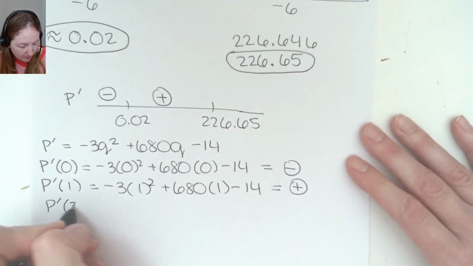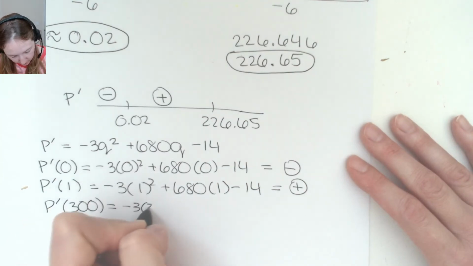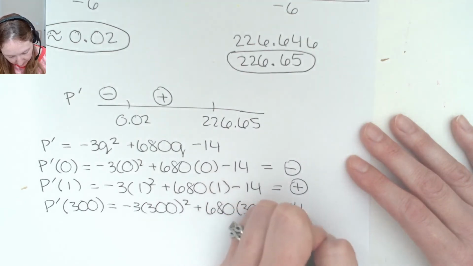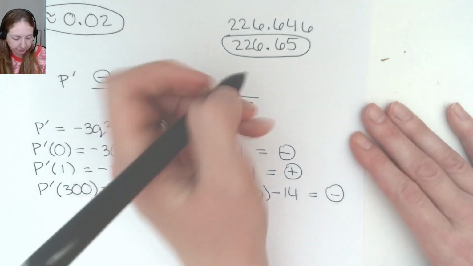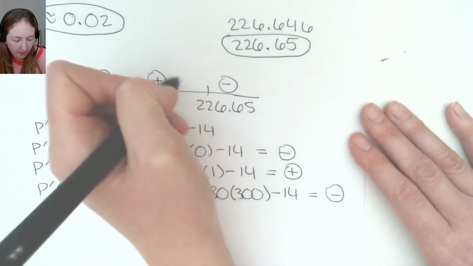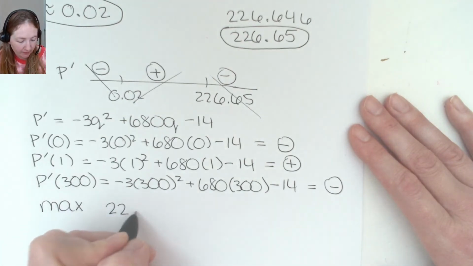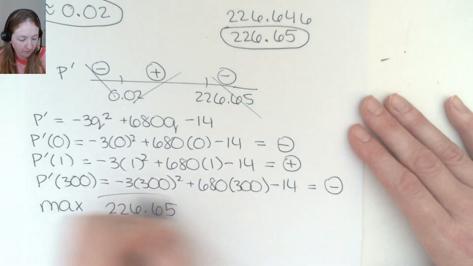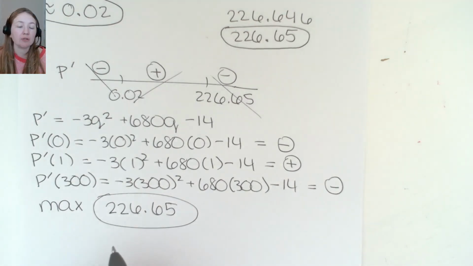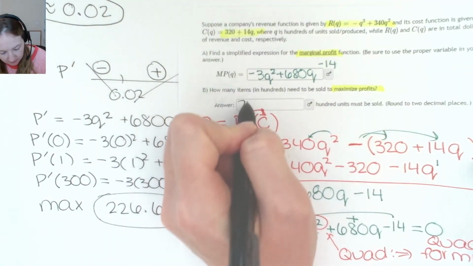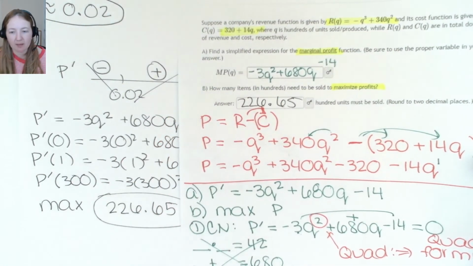And then I plug in maybe 300, and that is going to give us a negative. So that tells us that we go down, then up, and then down. And so that means that we are maximizing the profit at this 226.65, and that is the number of units. That's not the profit because we didn't plug into the profit function. That is simply the number of units. So when it says how many items are needed to maximize profit, we would say 226.65 items are needed.